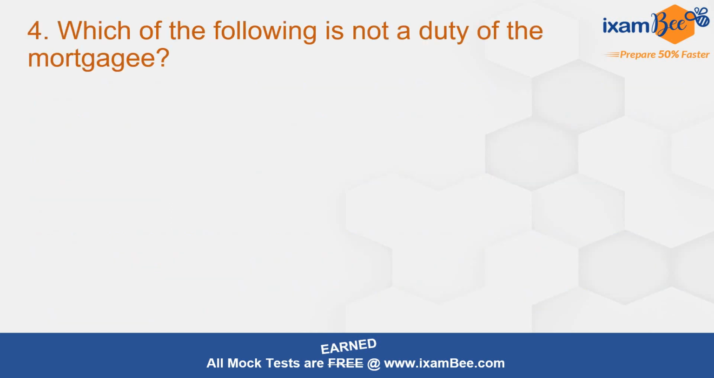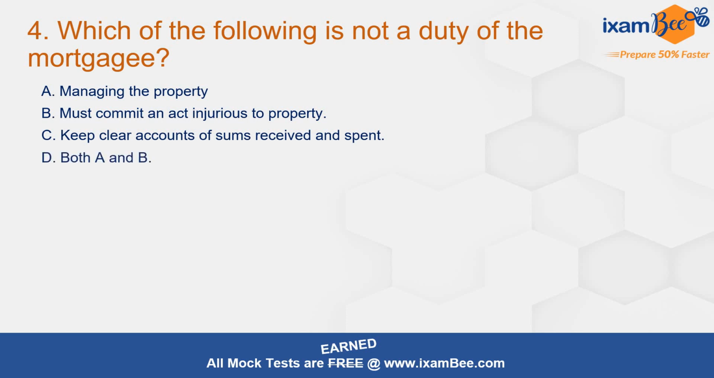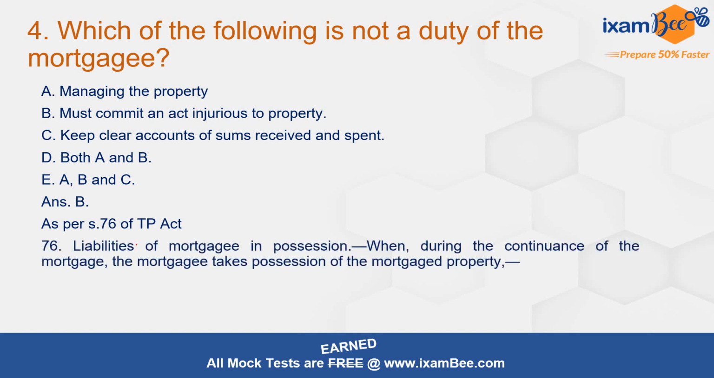Question number 4. Which of the following is not a duty of mortgagee? Managing the property, must commit an act injurious to property, keep clear accounts of sums received and spent, both A and B, A, B, C. तो यहाँ पे क्लियरली दिख रहा है आंसर इज बी. मॉर्टगेजी की ड्यूटी नहीं है कि वो कोई इंजूरियस एक्ट करे. दिस इज एज पर सेक्शन नंबर 76 ऑफ ट्रांसफर ऑफ प्रॉपर्टी एक्ट. लायबिलिटीज ऑफ मॉर्टगेजी इन पोजेशन.